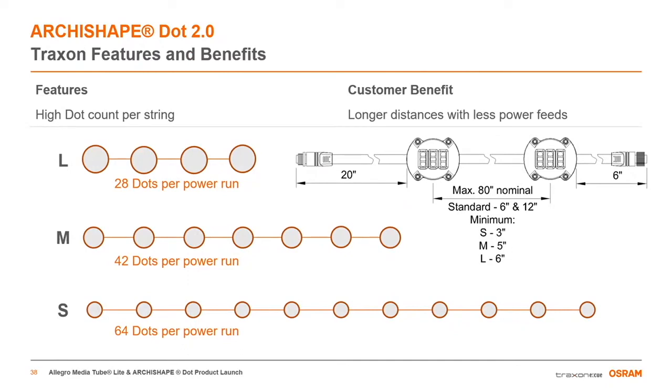So diving into the details a bit more now. The ARCHISHAPE Dot, again, is able to achieve long dot counts per string while retaining a Class 2 power supply. Now, of course, maximizing the dot count per string gives you the ability to expand longer distances, but this also means that we could reserve installation real estate by limiting power supplies required and reducing the weight where structures are sensitive to every pound, such as overpasses over highways, for instance. Additionally, each size of ARCHISHAPE Dot is available in standard 6-inch and 12-inch pixel pitch with a maximum of 80 inches nominal between each dot.